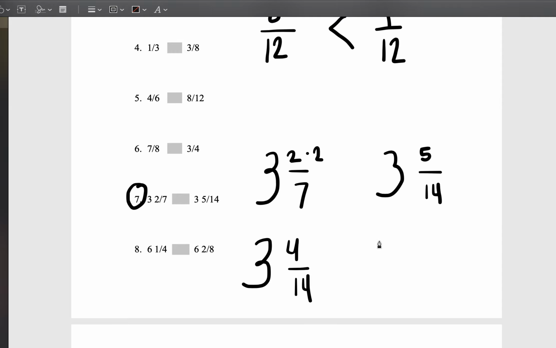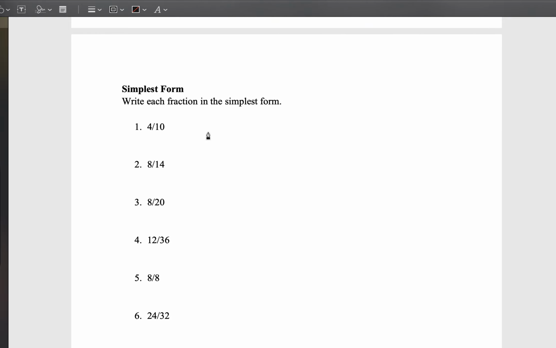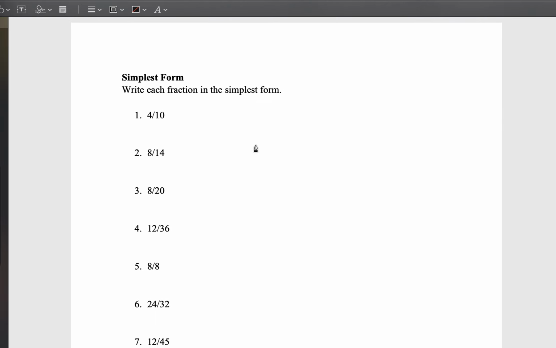And all I have to do is compare these numbers because everything else is the same. Judging from this, 3 and 4 over 14 and 3 and 5 over 14, 3 and 5 over 14 is greater. So 3 and 2 over 7 is less than 3 and 5 over 14. And that is it.